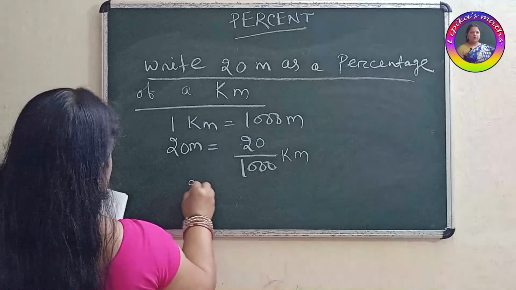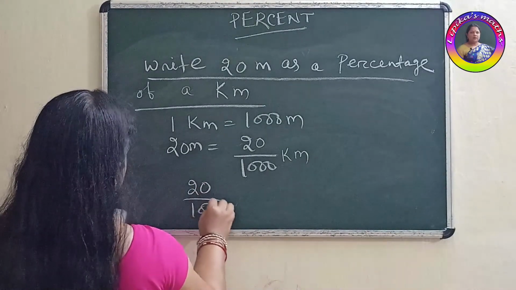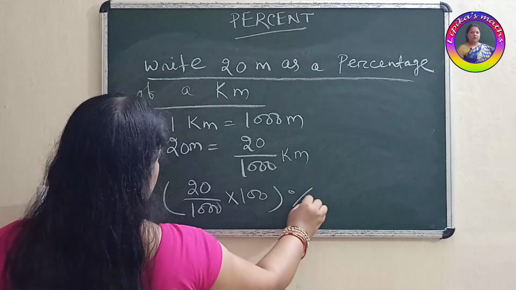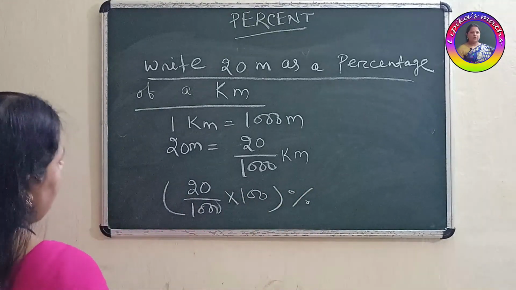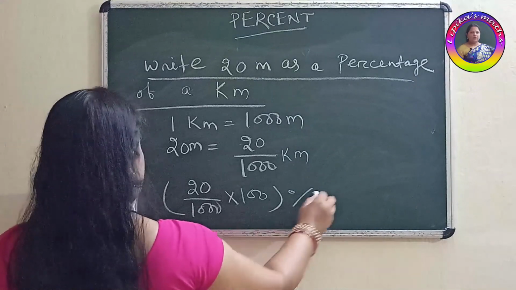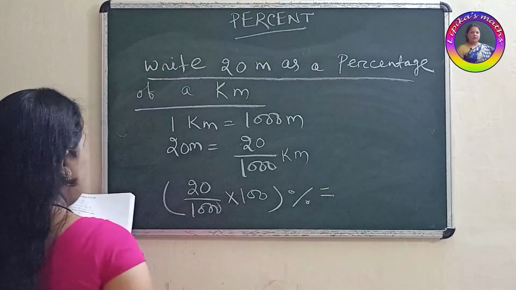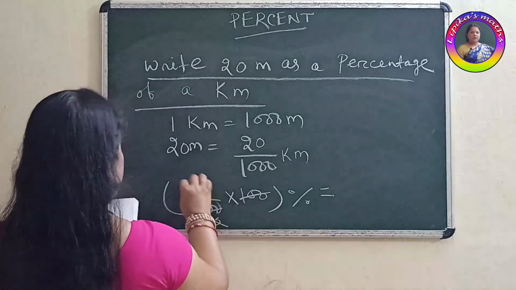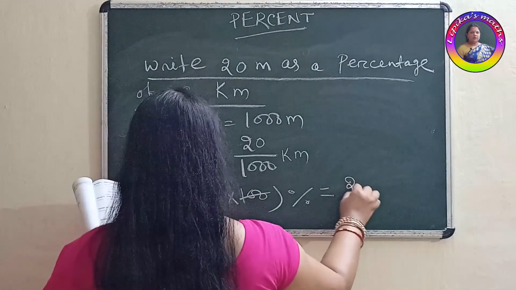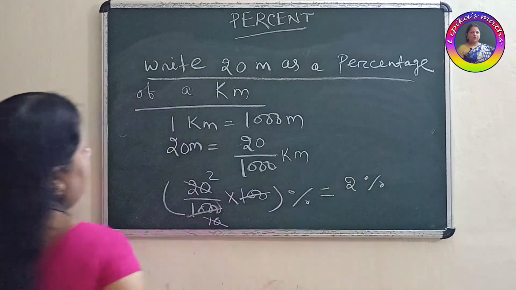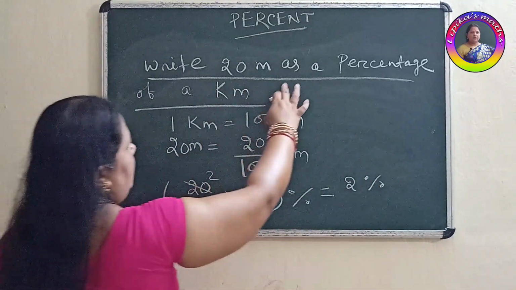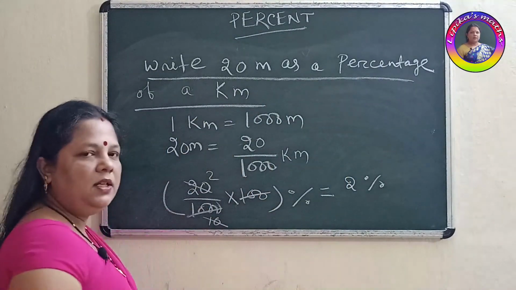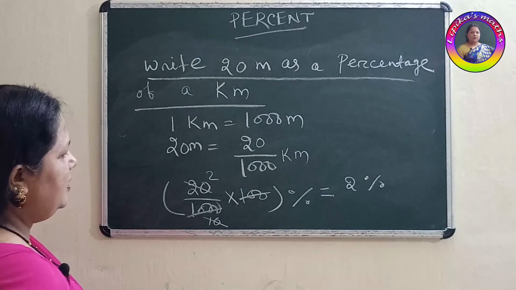Then what to do? 20 by 1000 multiplied by 100, because we are going to find out the percentage form, so you need to multiply here. So after simplification you will find how much? 2%. So 20 meter is 2% of 1 kilometer. Clear, children?